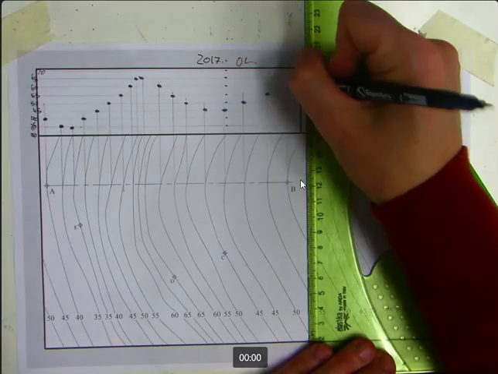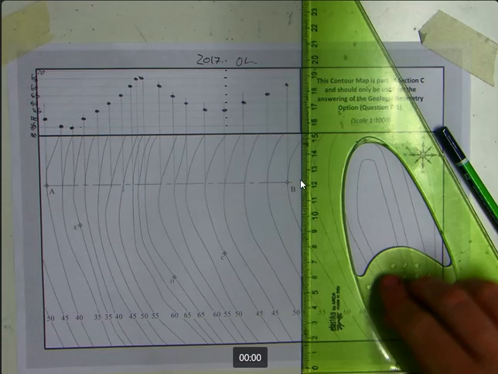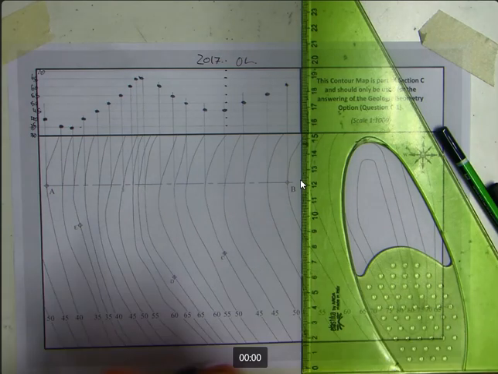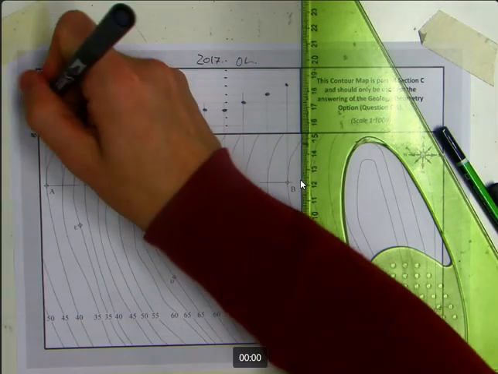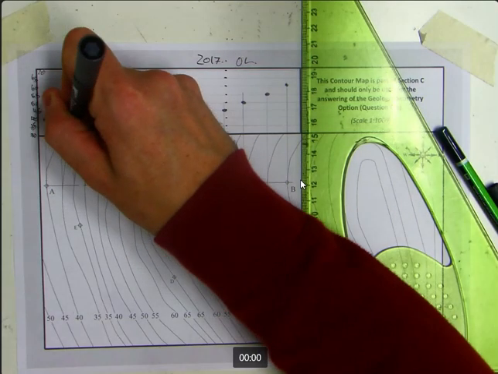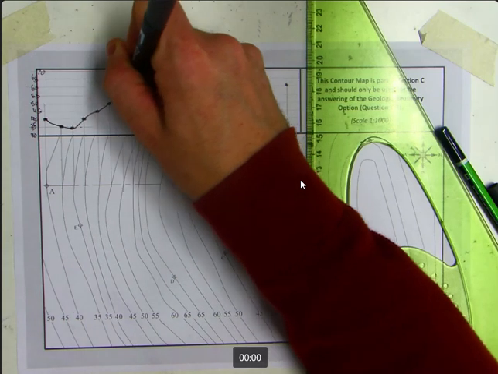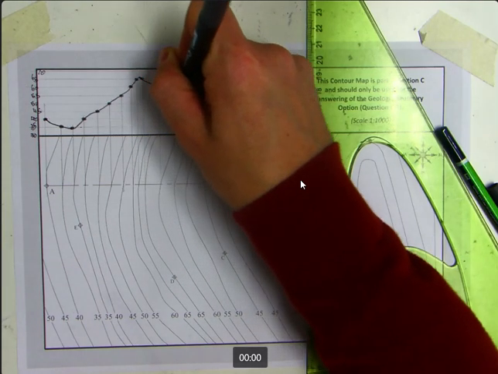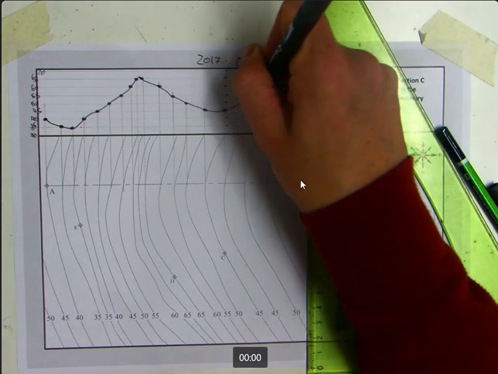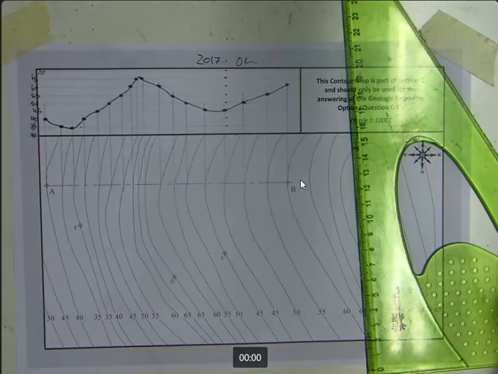Again, we put in our dots. They don't need to be as big as mine. I'm just doing that for clarification purposes, okay? And I will join them up with a nice fluid curve. Alright, and that's the profile of the land.